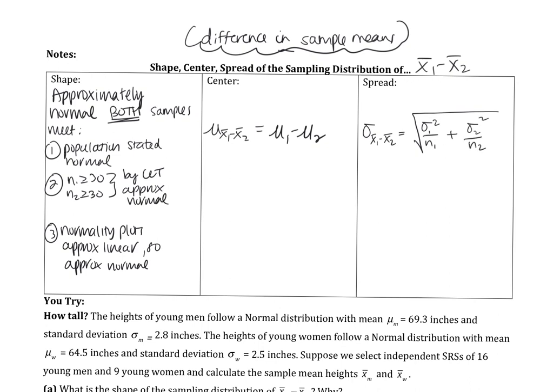All right, so the U-try problem below runs you through these three properties that we learned, the shape, center, and spread. So why don't you take a second to pause the video, go ahead and read the U-try, complete parts A, B, and C, and then unpause the video to check and see how you did.